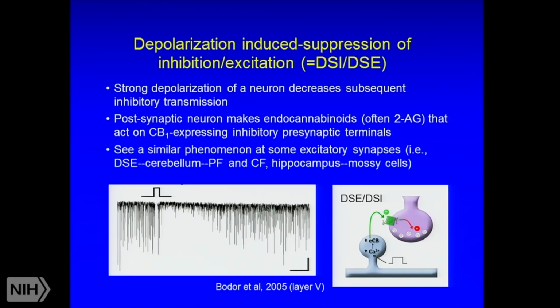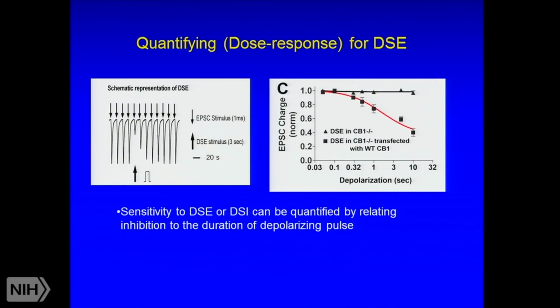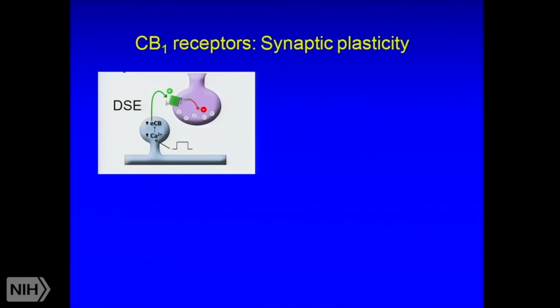And this also occurs at excitatory synapses, where it's called DSE. So this is another way of conceptualizing DSE. Here we're periodically stimulating the neuron. Each stimulation evokes an EPSC. If at this point we depolarize the neuron, we see a diminution of the evoked responses. And that can be quantified in a dose-response curve, where on the x-axis, increasing duration of depolarization increases the suppression of the EPSC. So we can analyze this using typical pharmacological approaches.